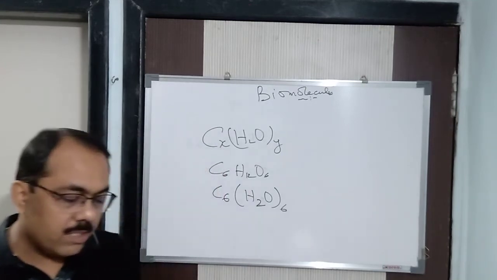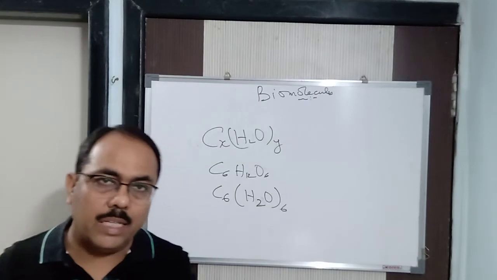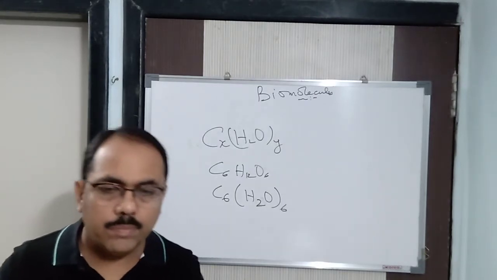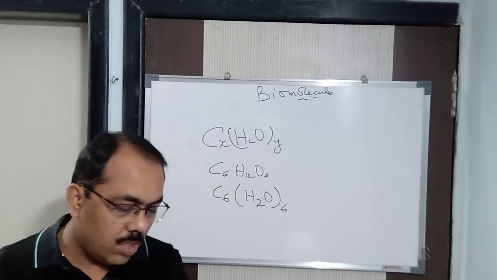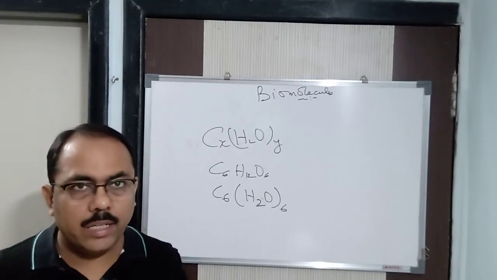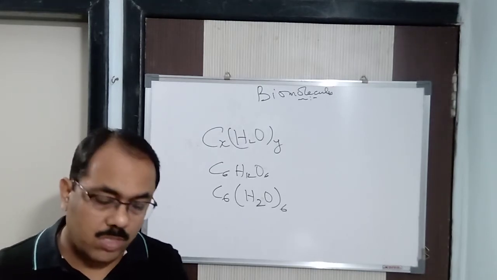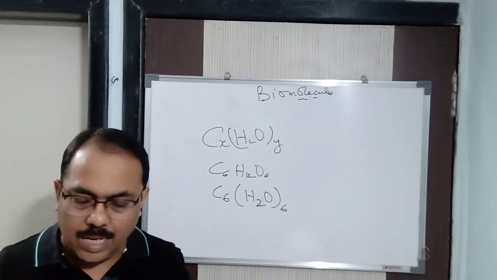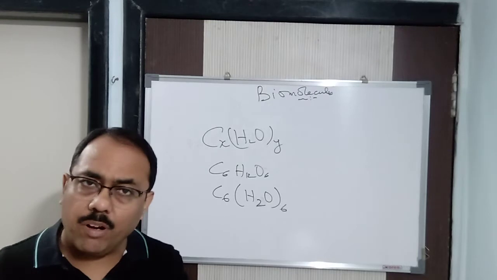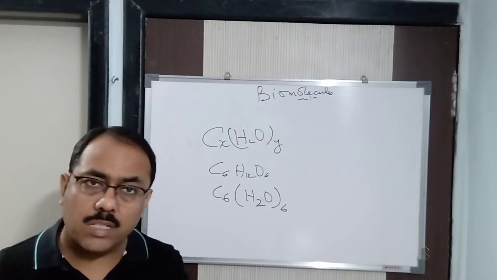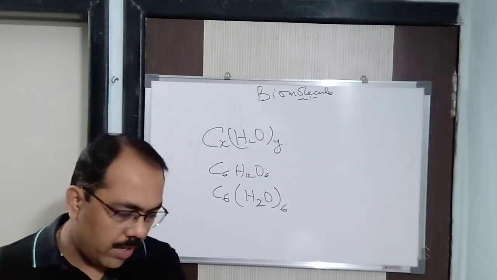In carbohydrates, it contains an aldehyde group. It may contain a keto group. And it may also contain the OH group, the hydroxyl group. So carbohydrates may contain an aldehyde group or a keto group, apart from the H and OH groups being present.